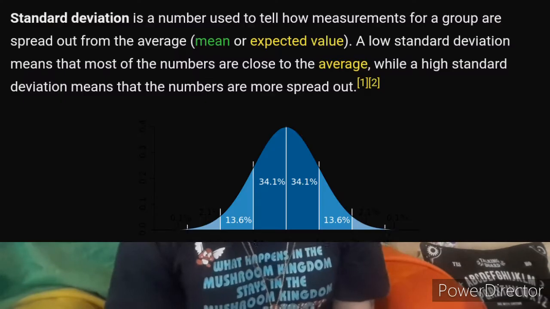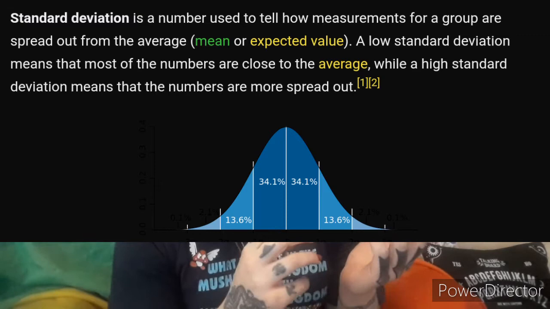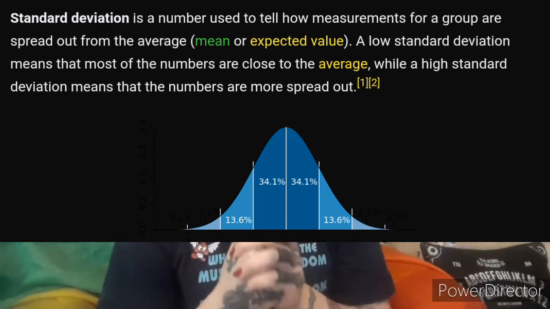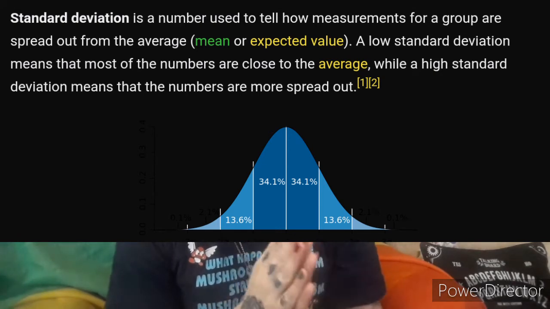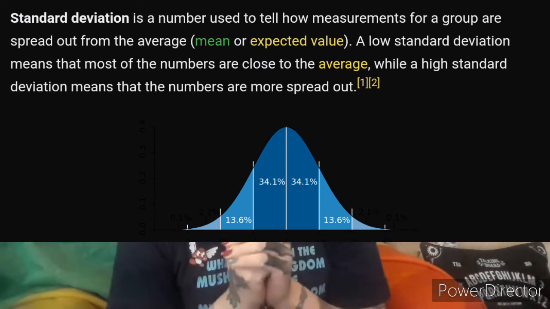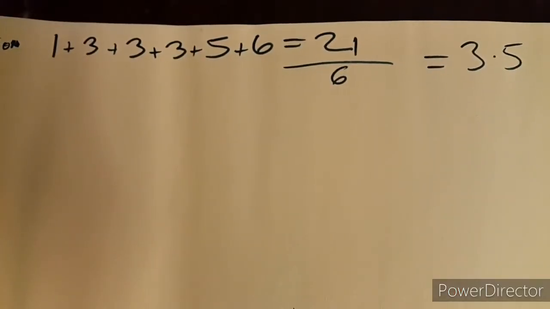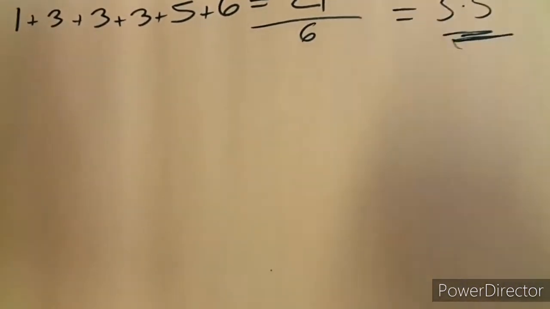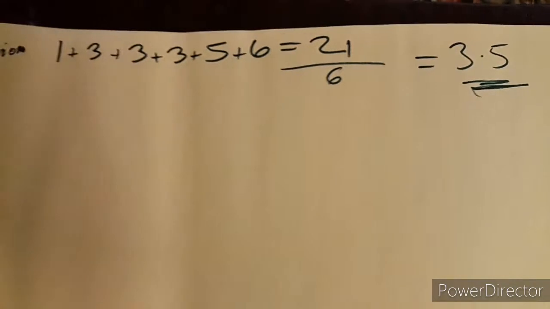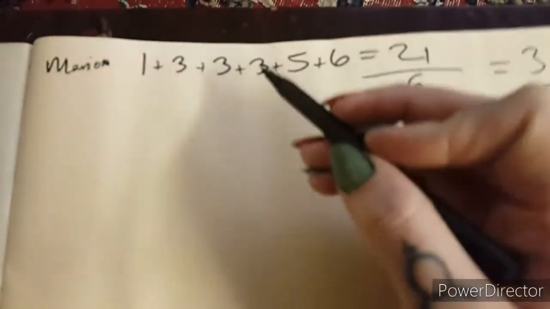Thus, I introduce the concept of a standard deviation. Standard deviation is a number used to tell how measurements for a group are spread out from the average. A low standard deviation means that most of the numbers are close to the average, while a high standard deviation means that the numbers are more spread out. To calculate the standard deviation, you first need to find the mean, which we have done here, and then find the difference of each value in the list from the mean.